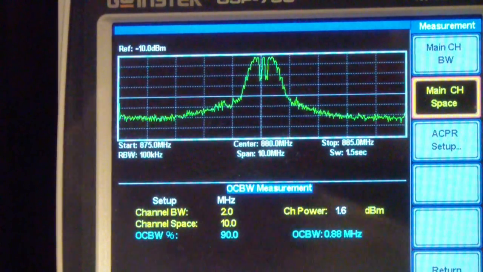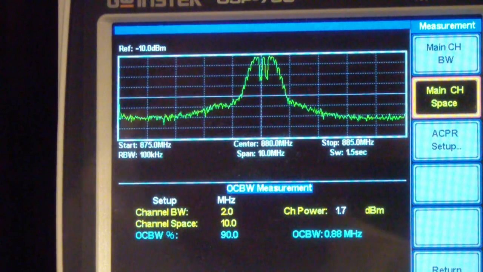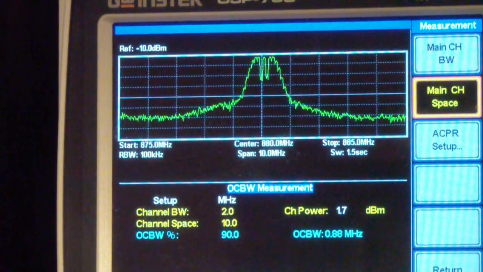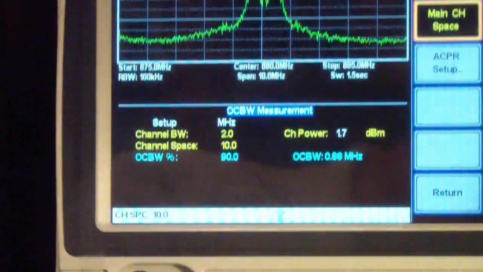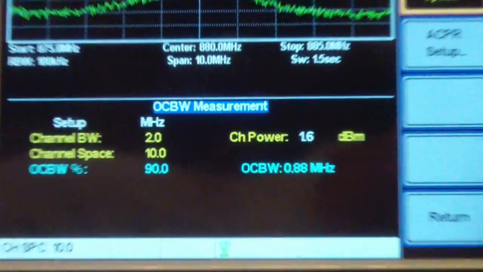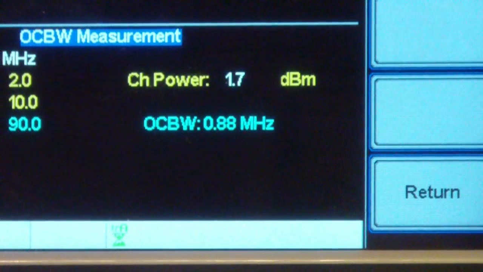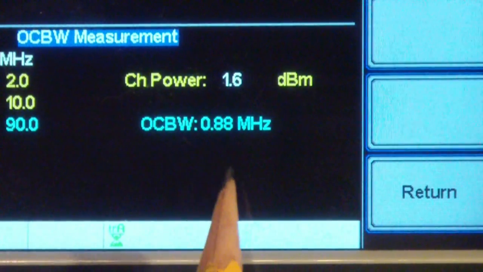Well, what I've done, I can't get it to set exactly at 2 megahertz. It's a very coarse adjustment. But what I have done is I just set it to a lower value. And you will notice now that it says that our occupied bandwidth is 0.88 megahertz.